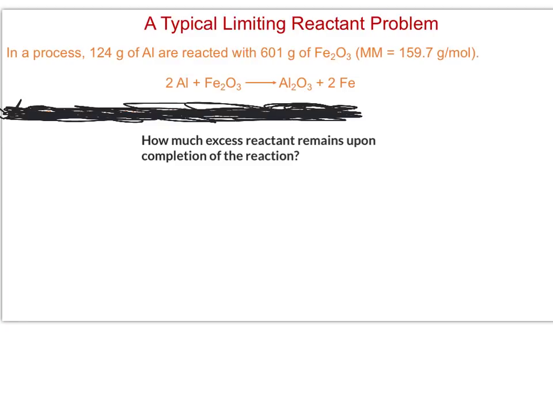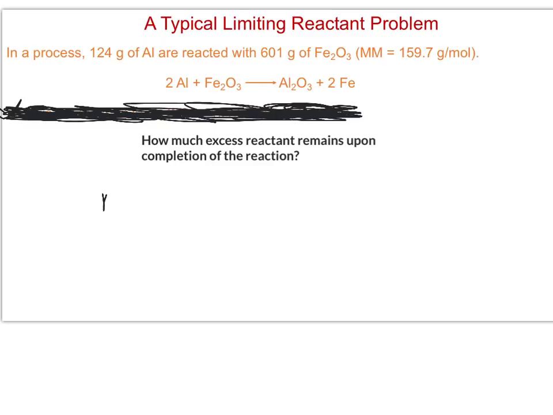Well, stoichiometry works for products, reactants, looking at reactants relative to each other, products relative to each other. So a way that you can do this is just pick one reactant. I'm going to pick aluminum and do the stoichiometry to see how much iron oxide is needed.